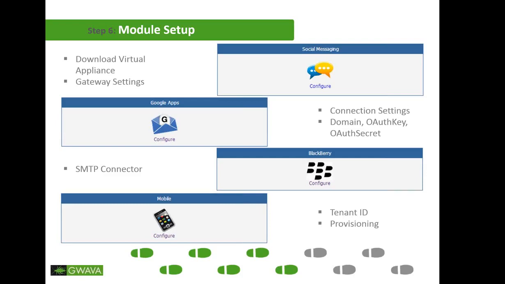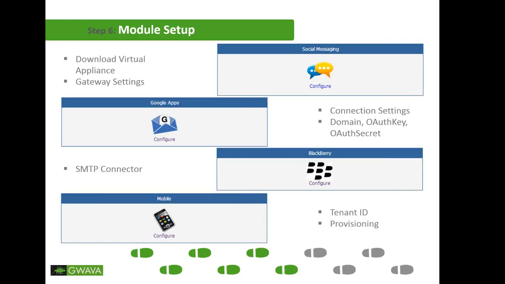For BlackBerry, in the BlackBerry connector, you can set the log directory where we can find the BAS logs, and you have an SMTP connector which can send all the messages to a mail server.